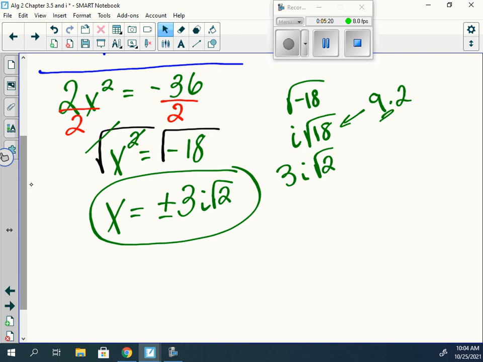And on Friday, or Thursday, we talked about the complex conjugate property, which said if a plus bi is a solution to the equation, then a minus bi is also a solution. So if 3i square root of 2 is a solution, its conjugate, negative 3i square root of 2, is also a solution. If we have one, we have to have the other. Any other questions on this here?